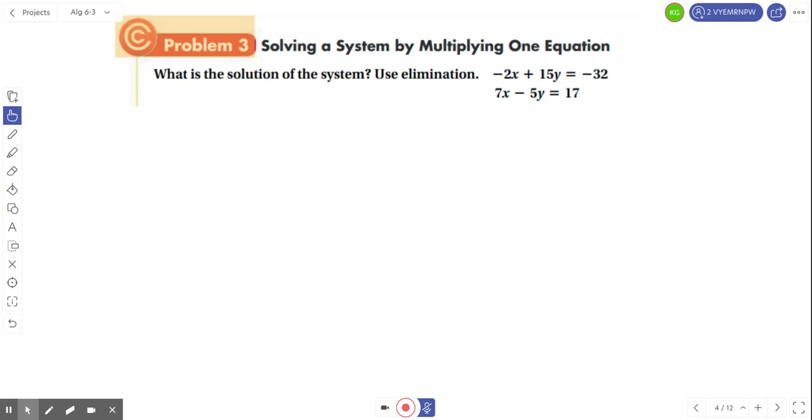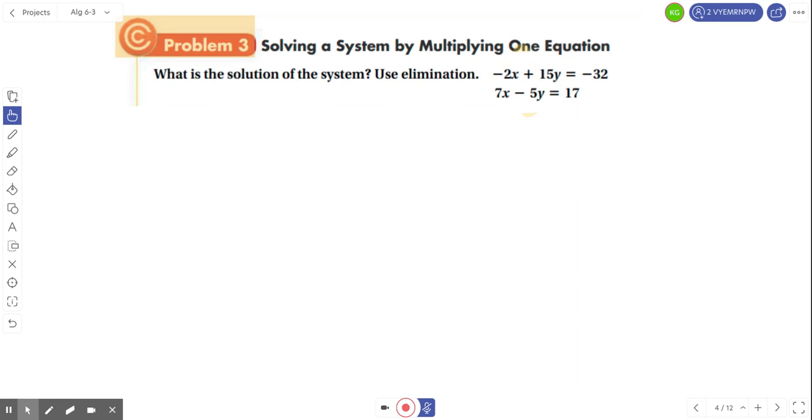Okay, so sometimes the things don't match up. In this equation, the x's are not the same, and the y's are not the same. So we can't just add or subtract these equations and get one of them to go away. So we're going to change them so that we can add or subtract and make one of them go away.